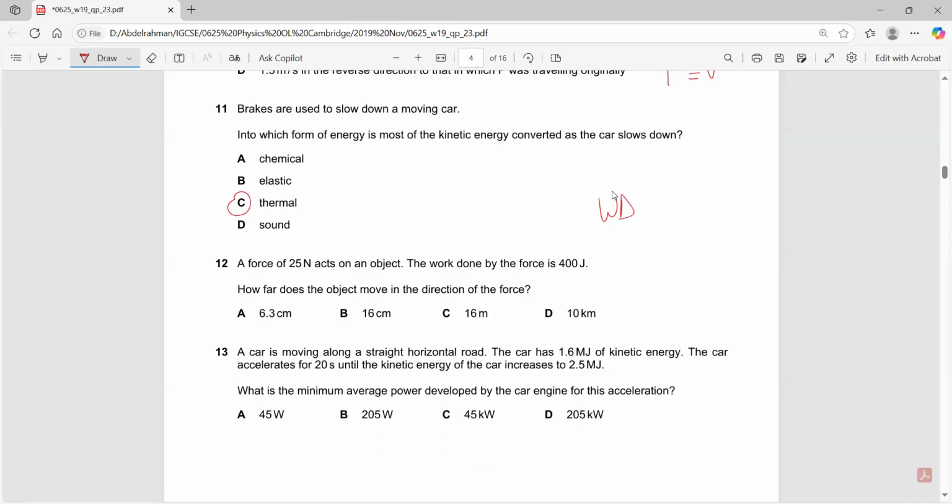We know that work done equals force times distance. Can I find the distance? Yes, work done over force, which is 25 newtons. I'm sorry, 400 newtons.